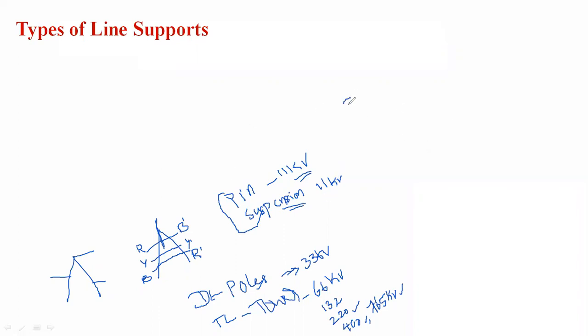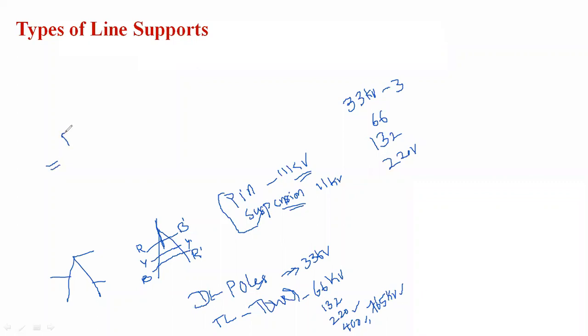For example, take 33 kV. How many discs are connected in series? 3 discs are connected in series. Suppose the operating voltage is 66 kV, then 6 discs are connected. Now, if the operating voltage is 132 kV or 220 kV, how can we find the number of discs connected in series? There is one formula.